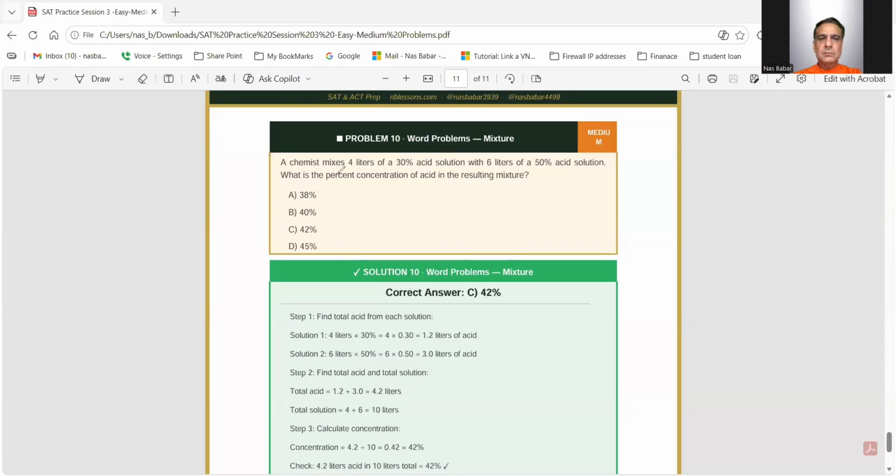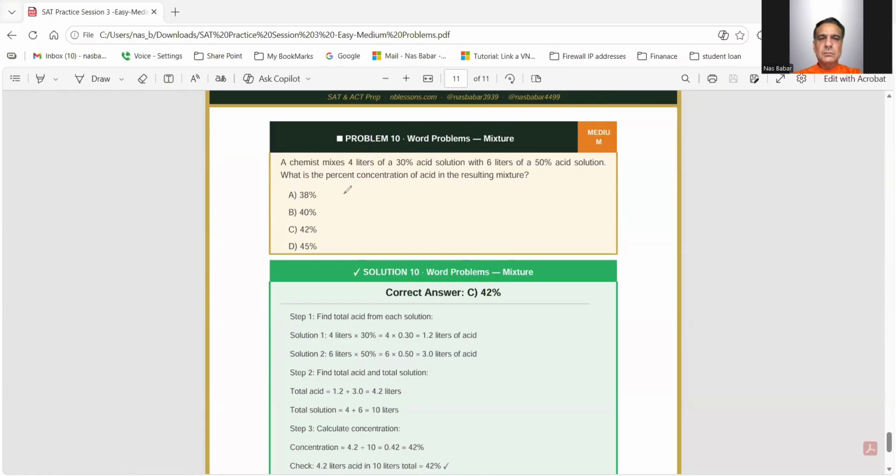Okay, the next problem is a chemist mixes 4 liters of 30% acid solution with 6 liters of 50% acid solution. What is the percent concentration of acid in the resulting mixture? Right away, you know the total solution is 4 liters plus 6 liters is equal to 10 liters. So now we go ahead and solve the problem. This is how you tackle it.